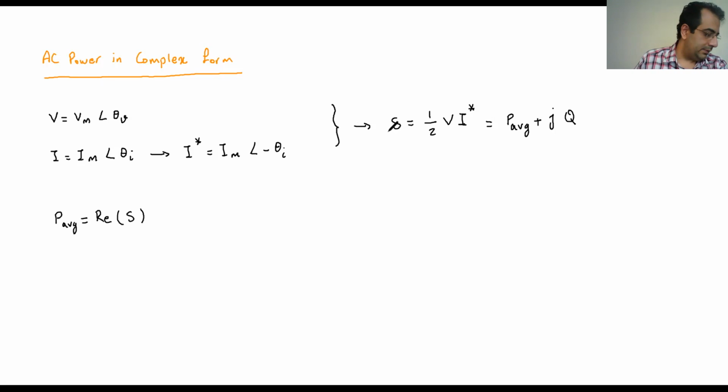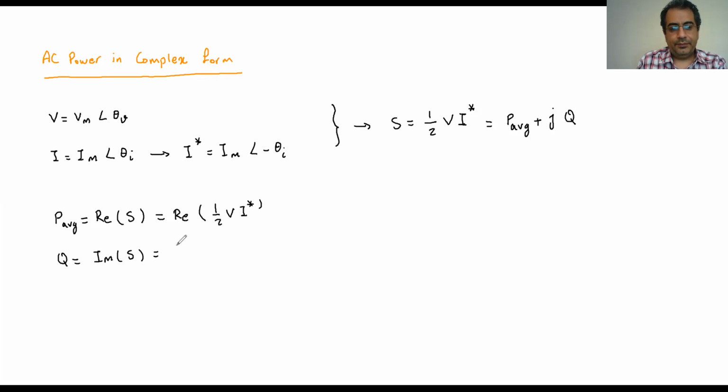the apparent power, which is going to be the real part of this. And the same here, the Q is going to be the imaginary part of the S, or the imaginary part of VI star.